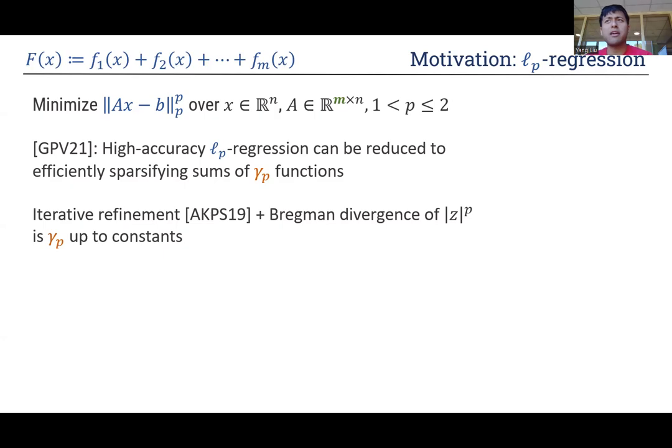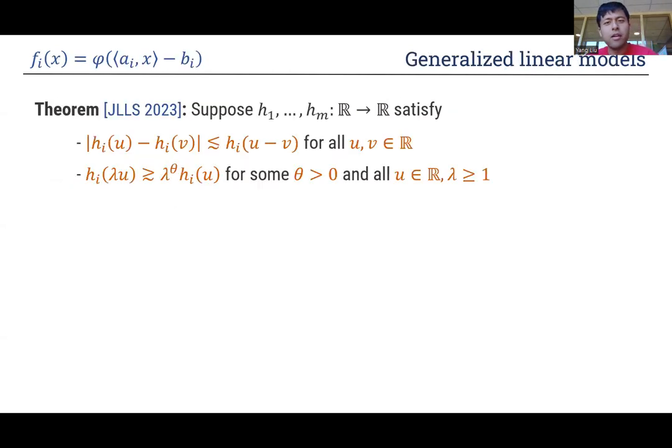To say a couple words about how the proof works, it uses iterative refinement and the fact that the Bregman divergence of the p-th power function is actually this gamma_p function up to constants. By combining these, Adil, Peng, and Sachdeva basically showed that high accuracy L_p regression can be reduced to sparsifying sums of gamma_p functions. So given this, it's time to state our main result.